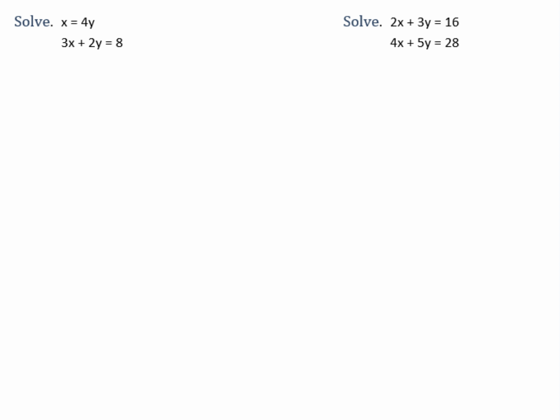A couple more quick examples. This next example is actually already set up nicely for us. We don't have to do anything because we have x equals 4y, which means we can replace x in any other expression or equation with 4y. So here we see an x. Well, we know this x is actually equal to 4y, so we're going to substitute that in there.